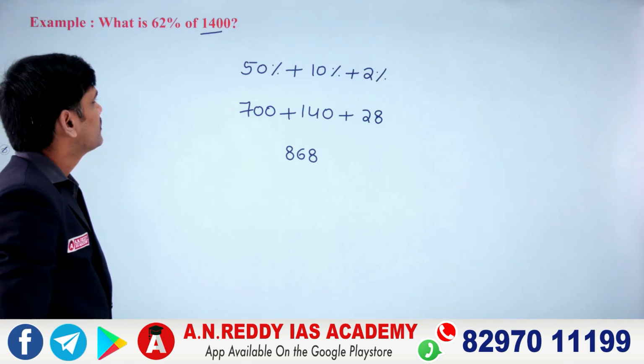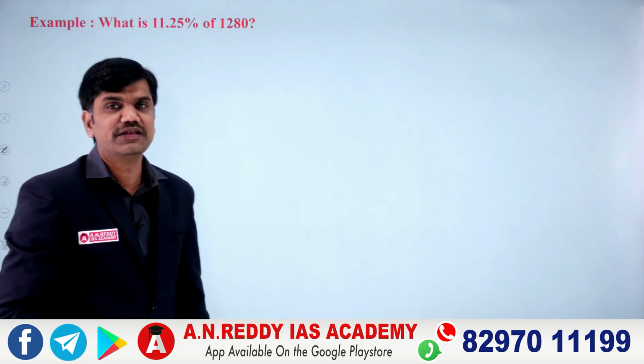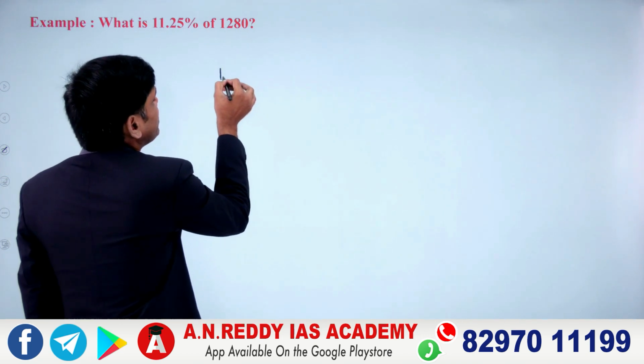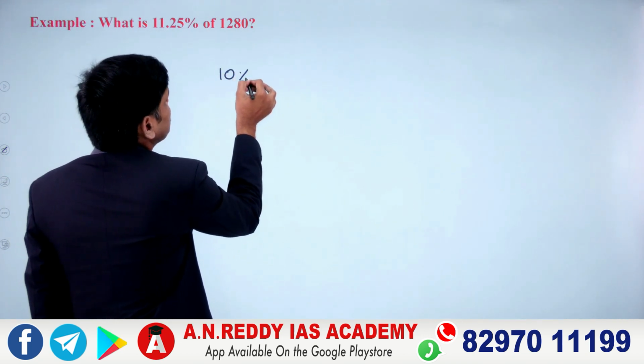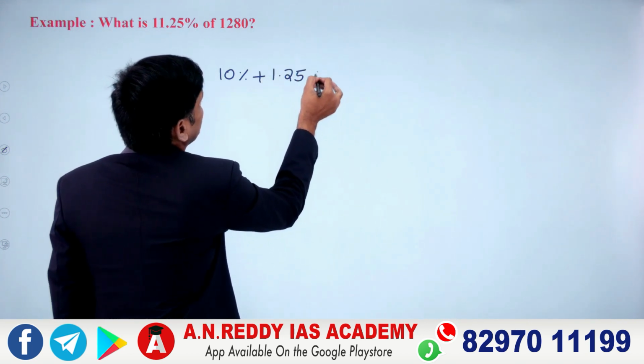Next, 11.25% of 1280. So that 11.25% I can treat as 10% plus 1.25%. Sir, how can I get 1.25%?